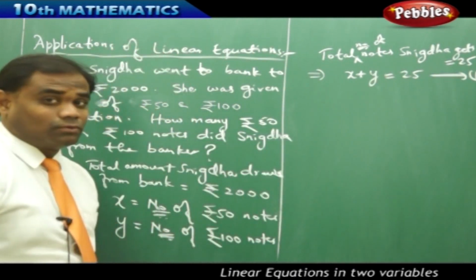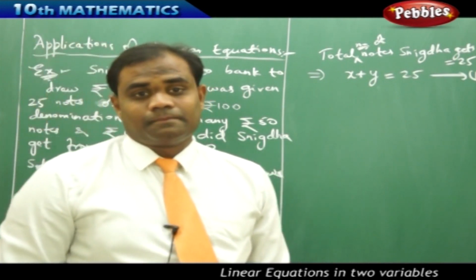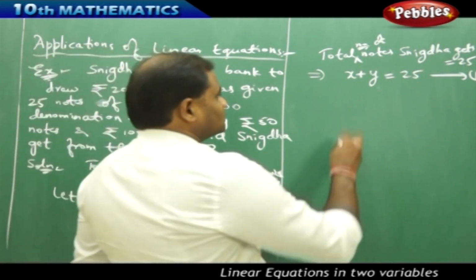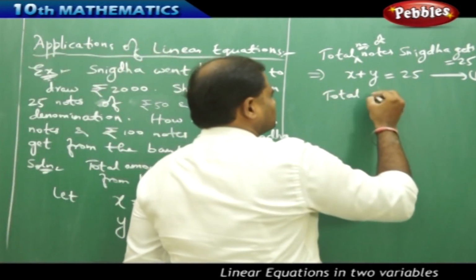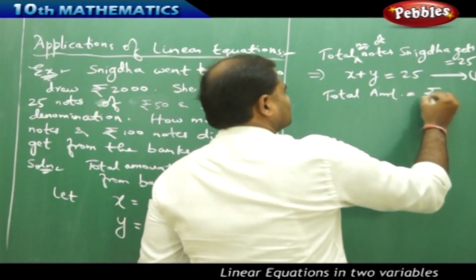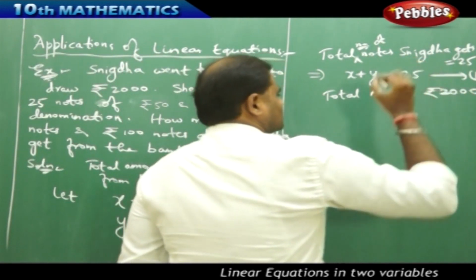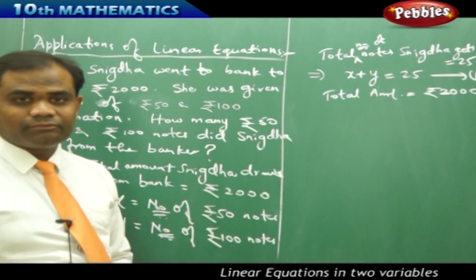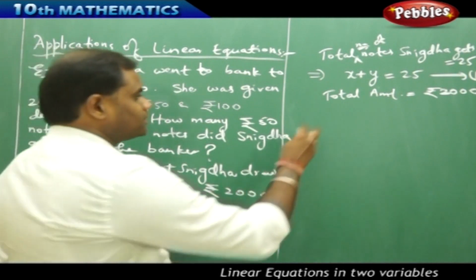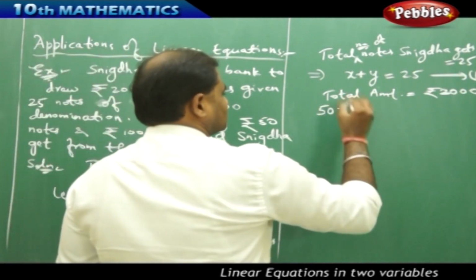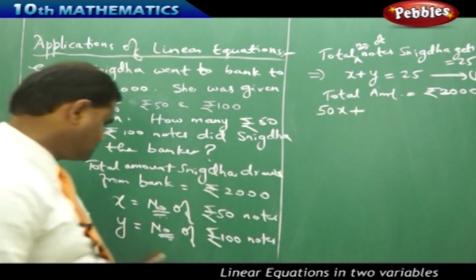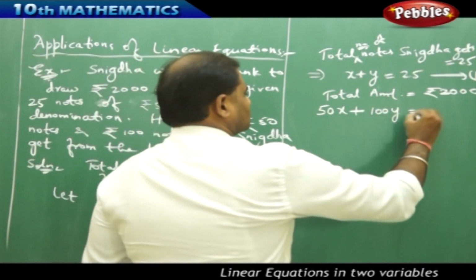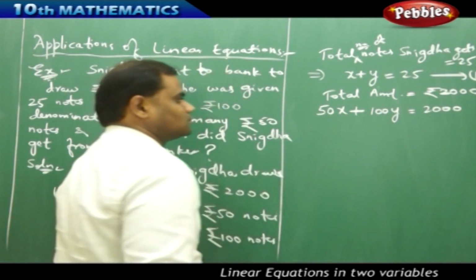Similarly, let's see how the second equation is obtained. As I clearly see, the total amount she is drawing is 2000 rupees. So total amount being 2000 rupees gives me the clear picture that if there are x notes of 50 rupees which she is receiving, then 50 times x plus 100 times y will be equal to 2000.